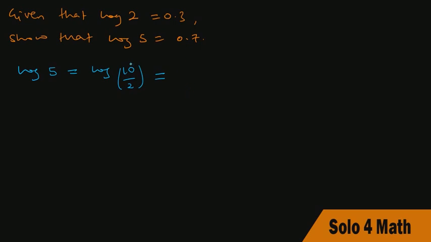So when we use the laws of logarithms, when the argument is a quotient, then we can separate them into individual logarithms with the same base, like we have base 10 there. Then we subtract log 2 base 10. But we know when the argument is the same as the base, then the log is 1. So 1 minus log 2, and we have it already as 0.3. So this gives us 0.7 as required.